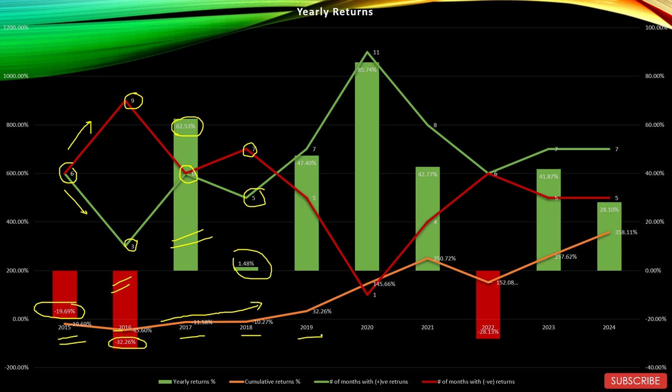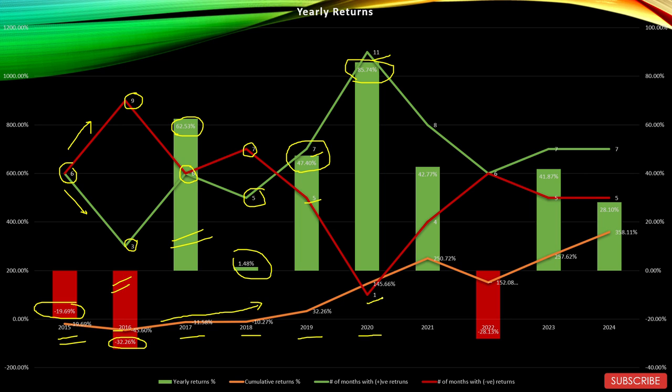In 2019, the situation improved considerably, and the sector managed to give returns of 47.40% with 7 positive months and 5 negative months. In 2020, the situation improves further, and the sector managed to give returns of 85.74% with 11 months giving positive returns and only 1 month giving negative returns.